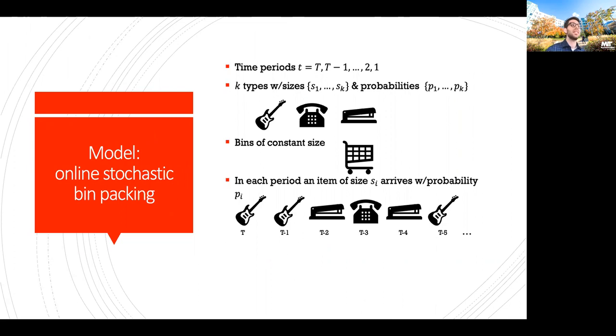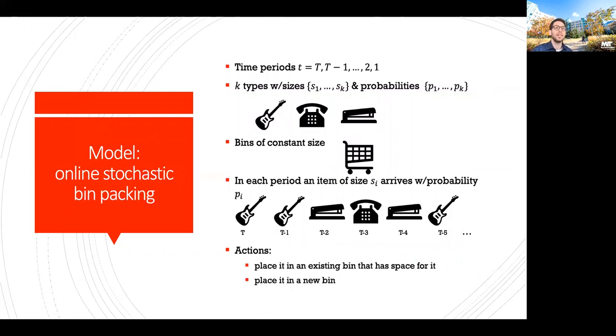The problem proceeds over T periods. We're given a set of K different items, each with a size and a probability. In addition, we're given a constant bin capacity. Now, in each of the T periods, we draw an item i with probability proportional to p_i, and we place that item into a bin. Once an item is in a bin, we can never remove it. Our goal is to place the arriving items into as few bins as possible while respecting the bin capacities. That is, the sum of the sizes of items in a bin cannot be larger than the bin capacity.